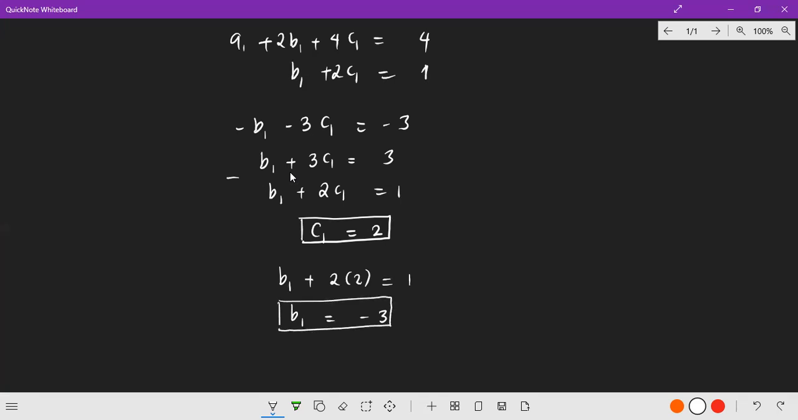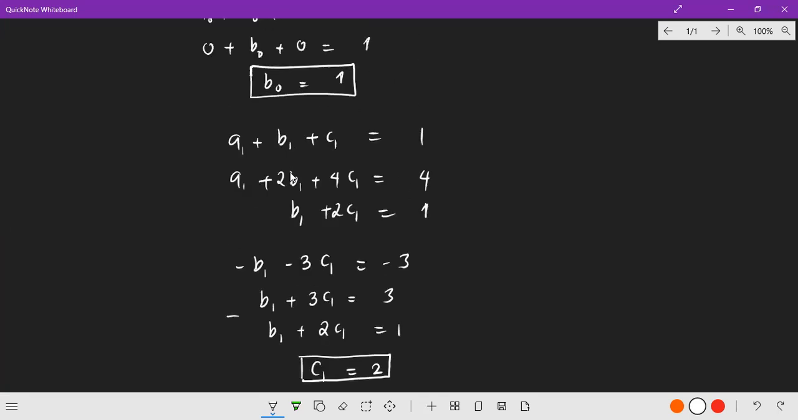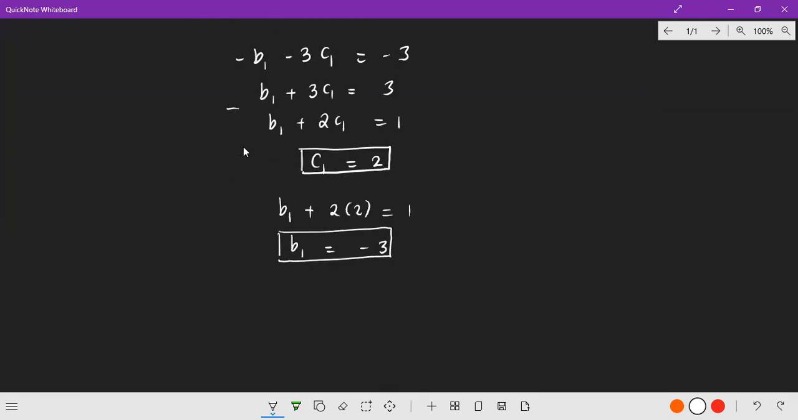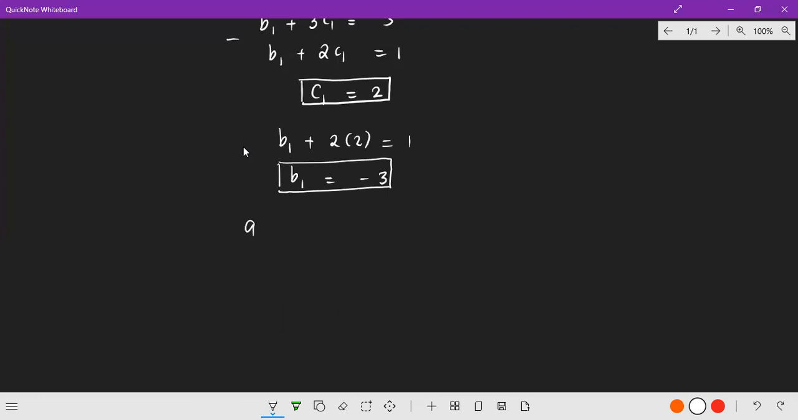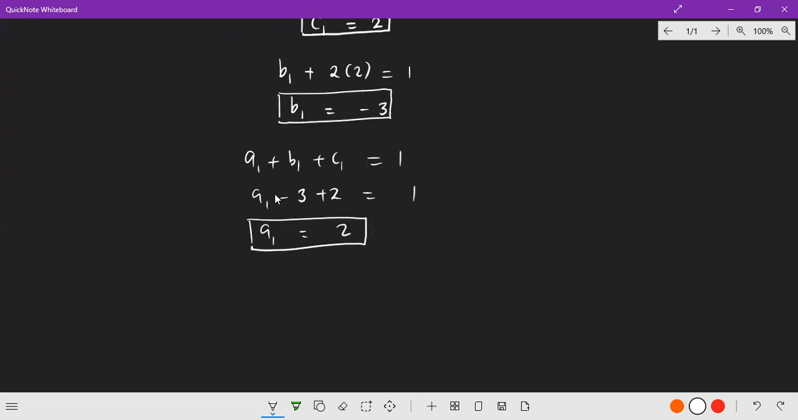Lastly, let's go ahead and find our A1. Our A1 can be found from any of those equations, equation 1 or equation 2. So from equation 1, we have A1 plus B1 plus C1 equal to 1. So our A1 is unknown, B1 is -3, C1 is +2, and this is equal to 1. So A1 is just equal to 2.